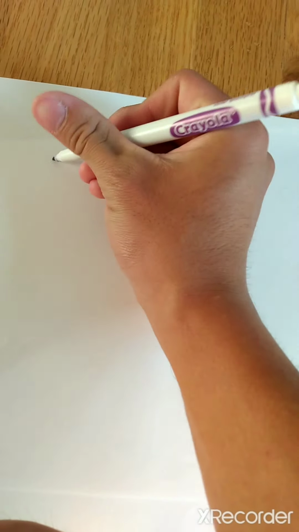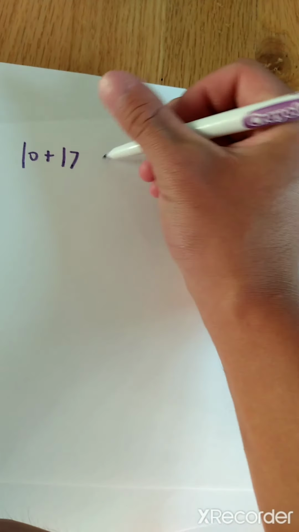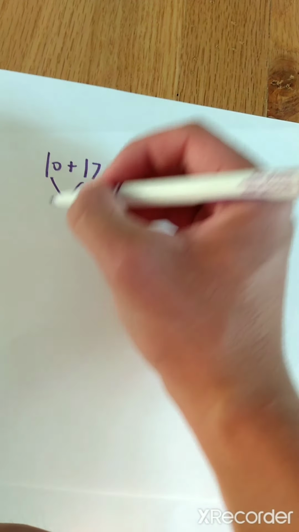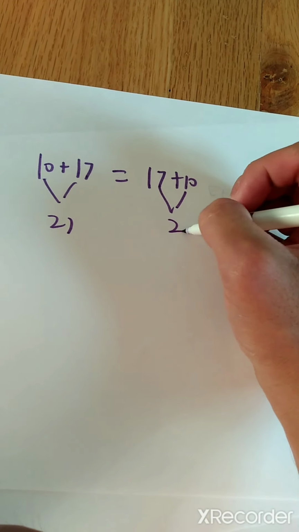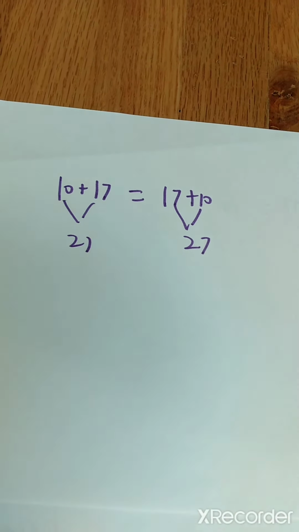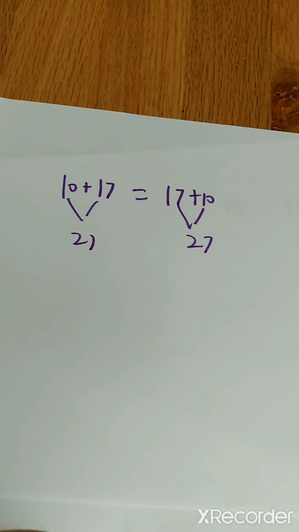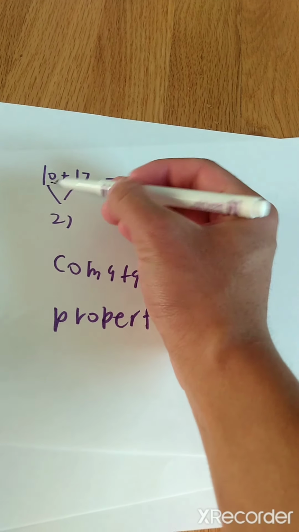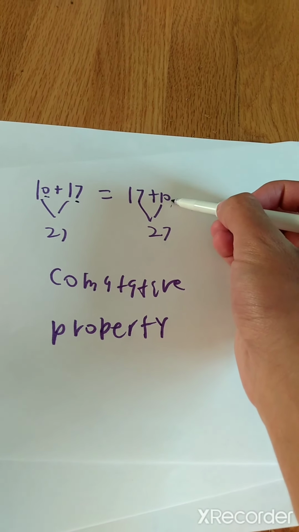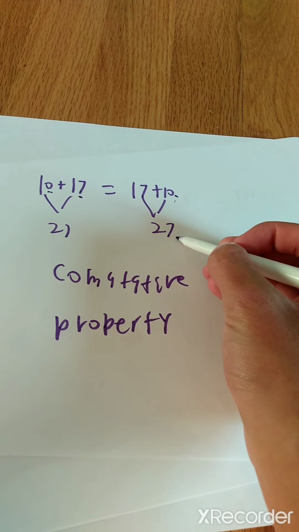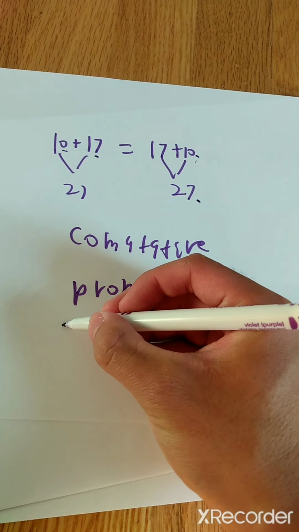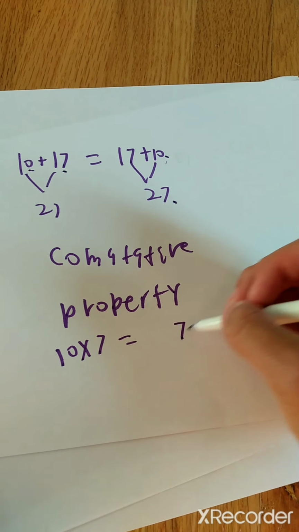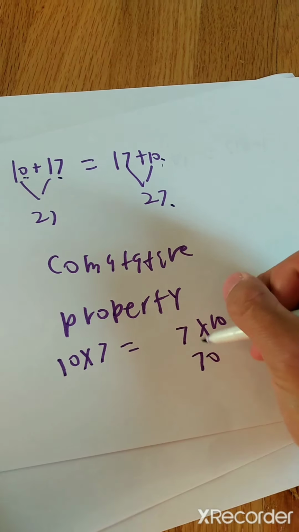For example, if we have 10 plus 17, that is going to be the same thing as saying 17 plus 10, because 10 plus 17 is 27, and the same thing with the other one. We call this the commutative property. It means any numbers that you can add, like 10 and 17, if you switch the numbers, the answer will never change. And that also works with 10 multiplied by 7 is going to be the same thing as 7 multiplied by 10. They're both going to equal 70.